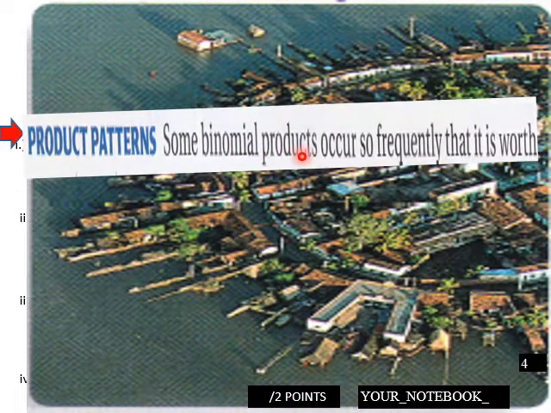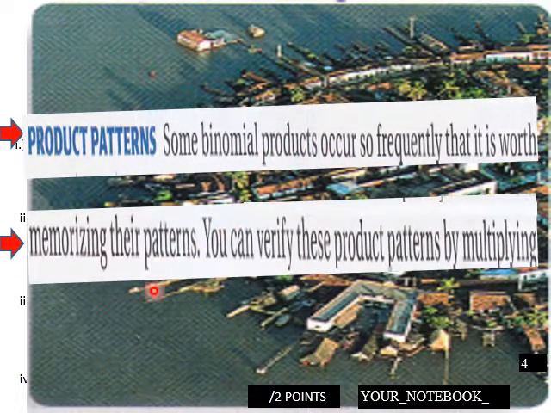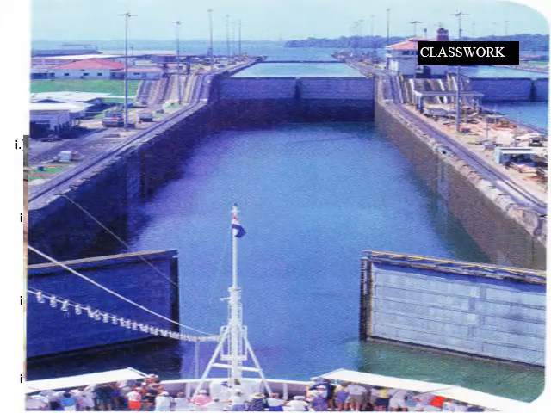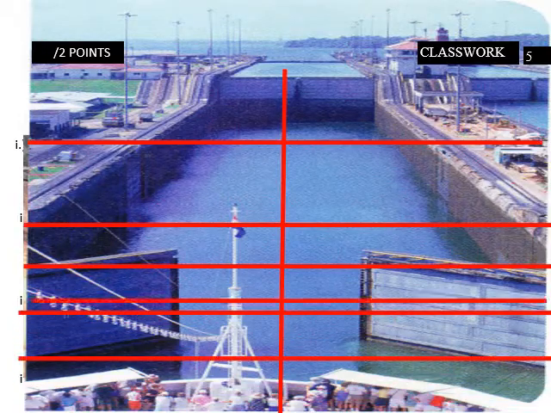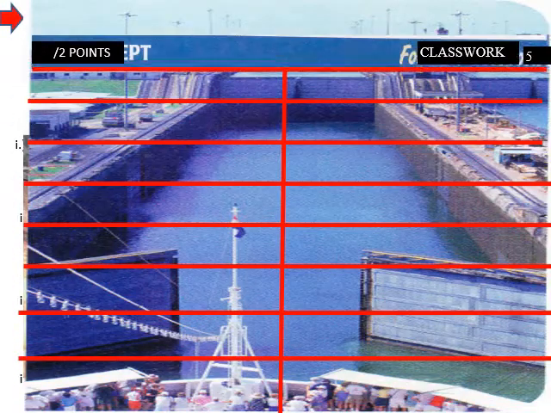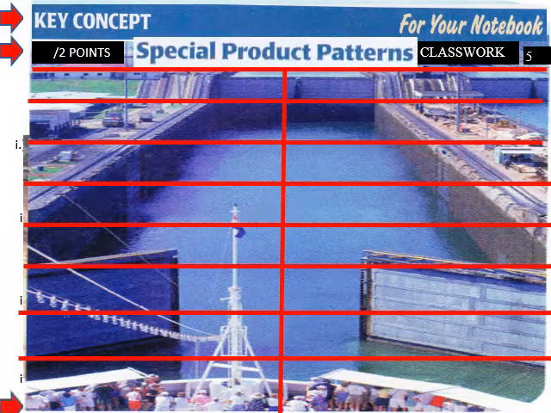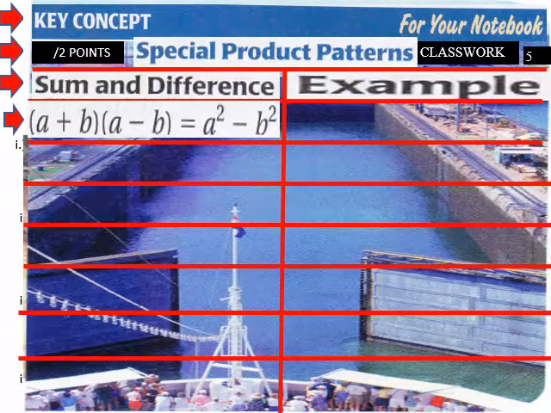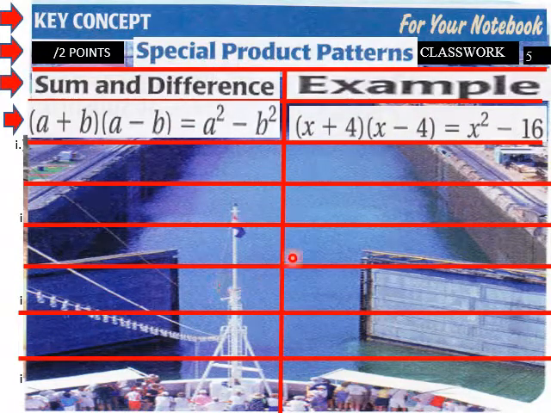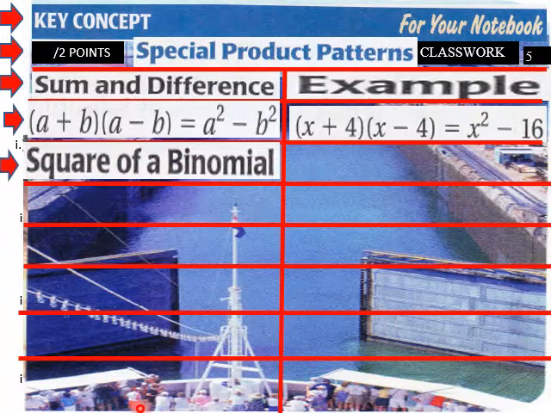Okay, some binomial products occur so frequently that it is worth memorizing their patterns. Verify these products by using patterns like we did in the last guided practice. So this table here is valuable. Special product patterns, sum and difference, example. So we have a difference of a square here. This is our pattern, x plus 4, x minus 4, x squared minus 16.